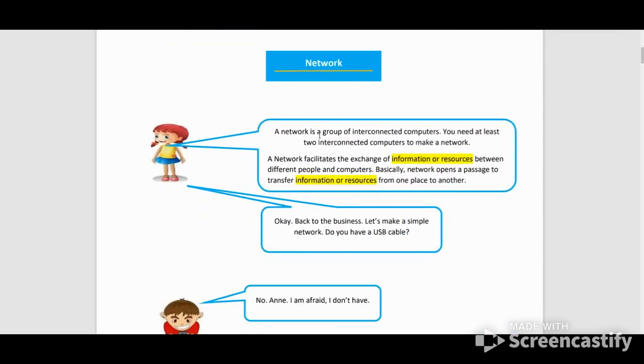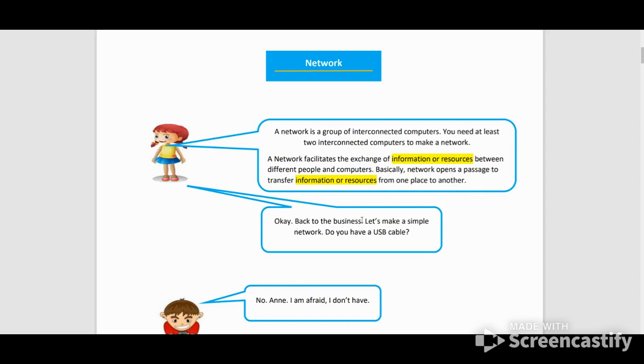A network is a group of interconnected computers. You need at least two interconnected computers to make a network. A network facilitates the exchange of information or resources between different people and computers. Basically, a network opens a passage to transfer information or resources from one place to another.